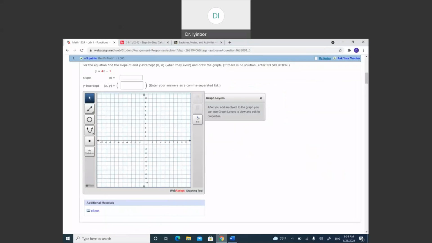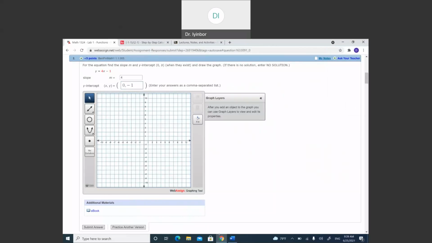So here we have the slope. Looking at my equation, y equals 4x minus 1, the number in front of x is 4, and the number with no x is -1. So my y-intercept is going to be (0, -1). So that's how you find the slope and the y-intercept. Now we have to graph this line.